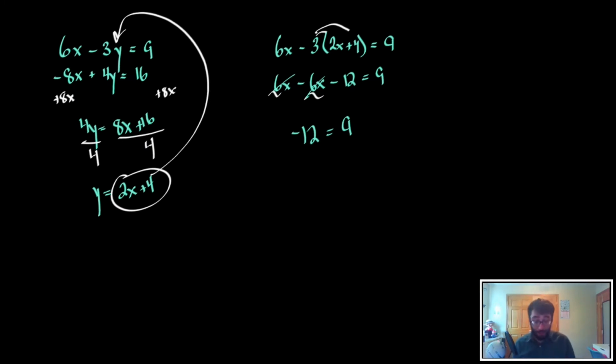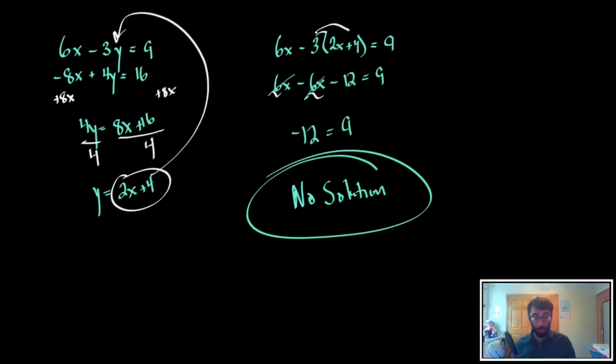What we have here is negative 12 is equal to 9, which is just simply not true. So when all your variables cancel out and you're left with a false statement such as this, you actually have no solution, okay? So this is an example of a no solution.